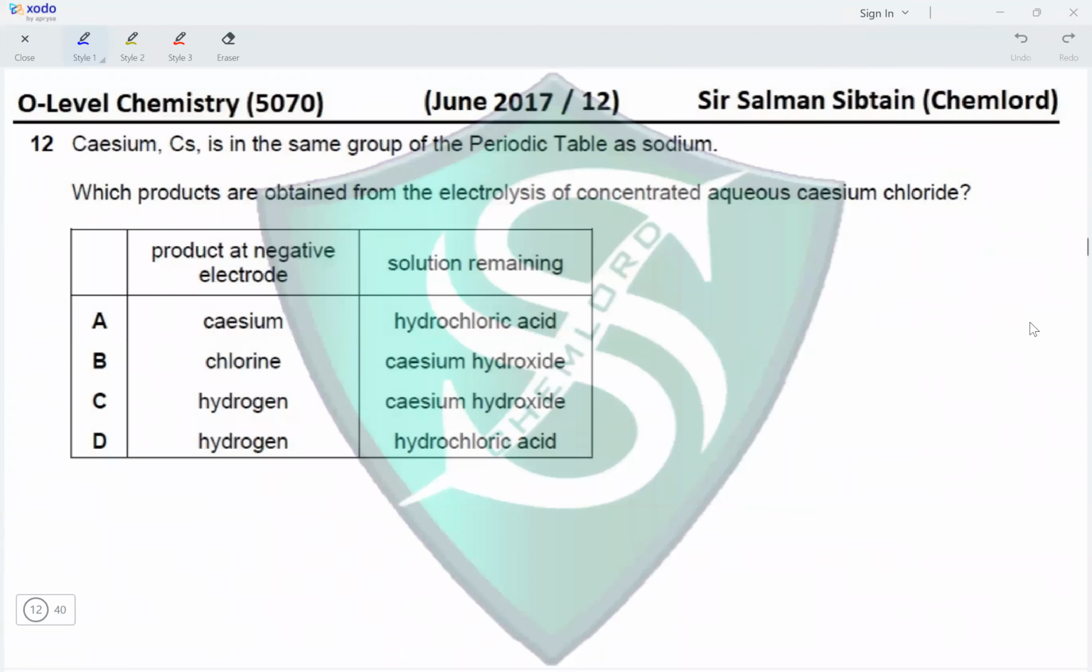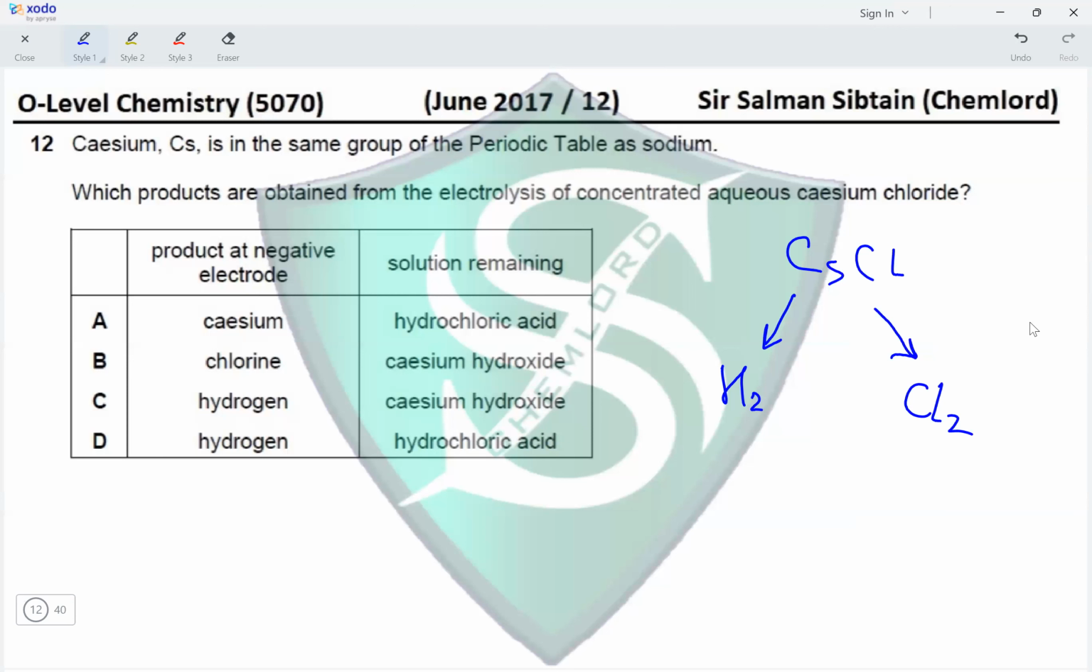Question 12. Caesium is in the same group of the periodic table as sodium. Which products are obtained from the electrolysis of concentrated aqueous cesium chloride? So, cesium chloride is CsCl. And when this is electrolyzed and it's a concentrated solution, we will have production of hydrogen gas at the cathode, and we will have production of chlorine gas at the anode.